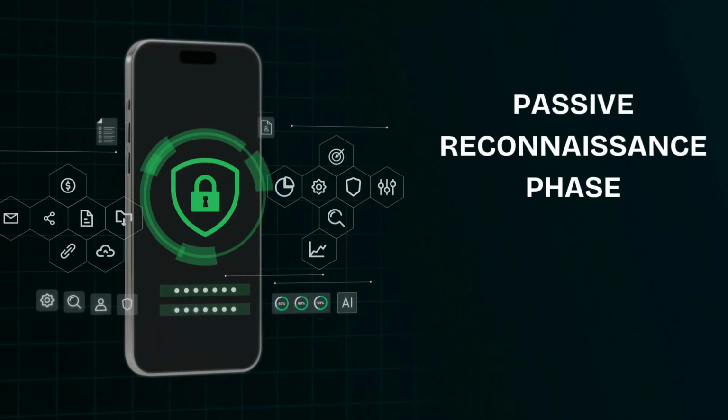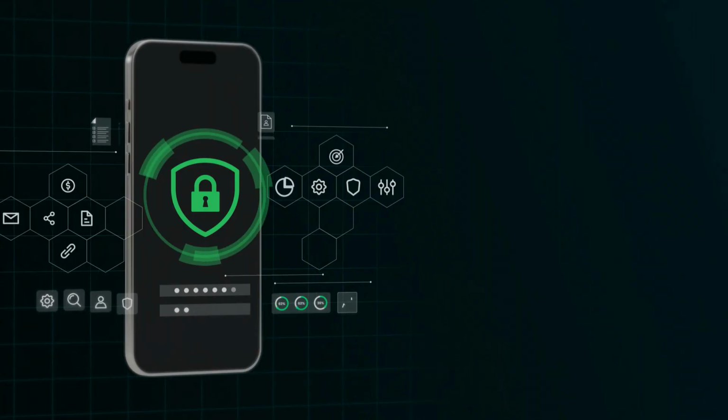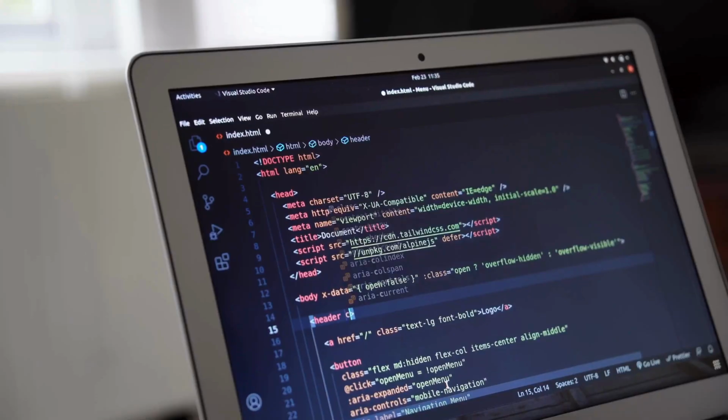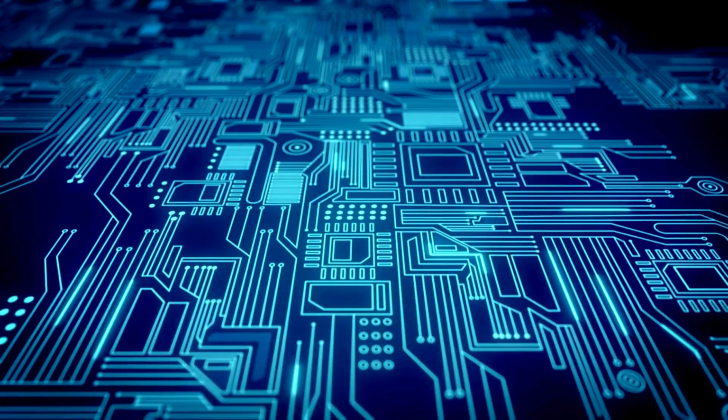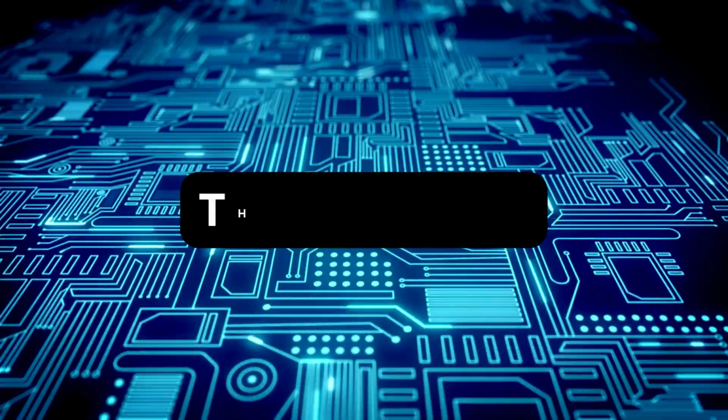This means we are only collecting information and not interacting with any systems. The goal is to see what information is out there and how it could be used to prepare for a future penetration test. Next, I'll go over what I found and explain the potential risks.